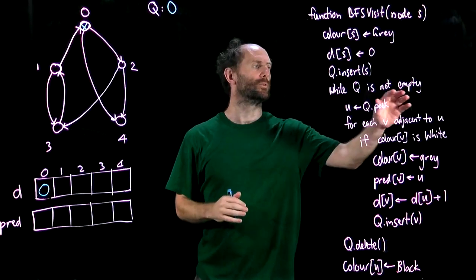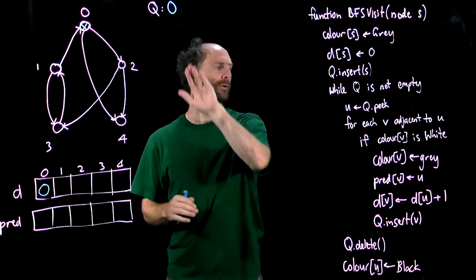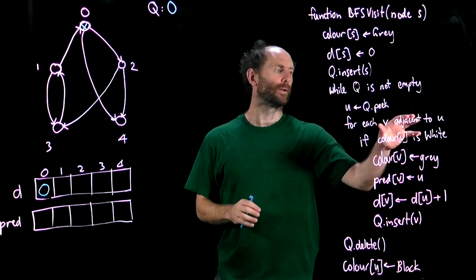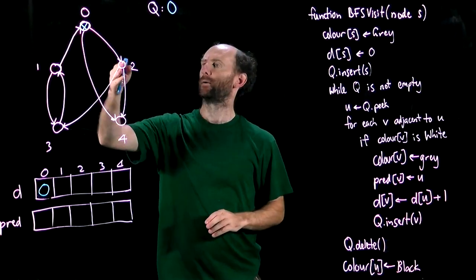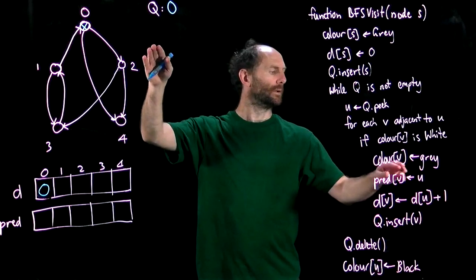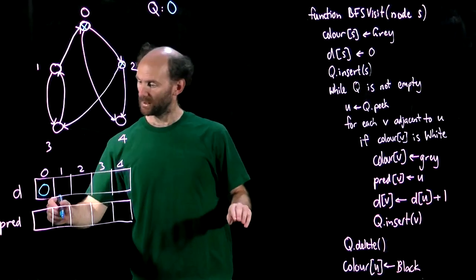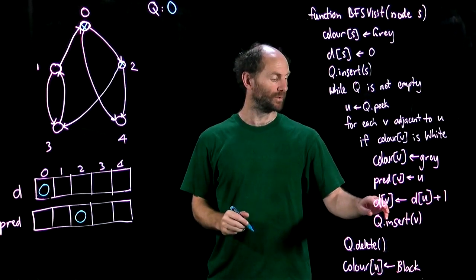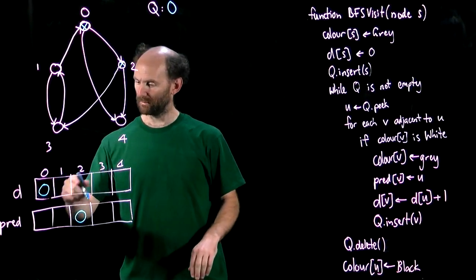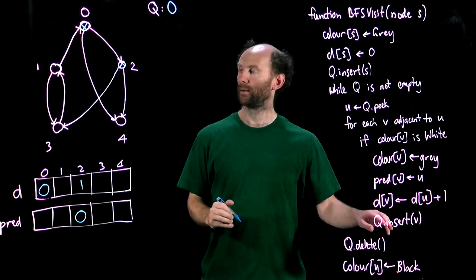So now we'll check whether the queue's empty. Of course it's not. So we'll set U to be the thing at the front of the queue, so U is now 0. We'll look for every out neighbour V of U. We've got out neighbours 2 and 4, so we'll start with out neighbour 2. We'll colour 2 grey. We'll set the predecessor of 2 to be U. We'll set the depth of node 2 to be the depth of 0 plus 1. So the depth of 2 is 0 plus 1, which is 1. And we'll put 2 in our queue.